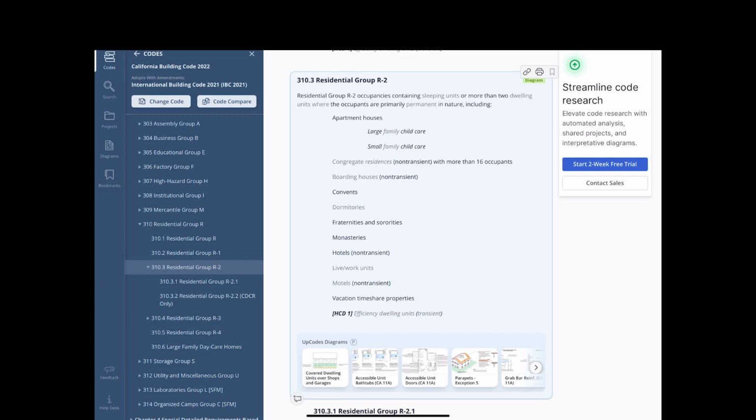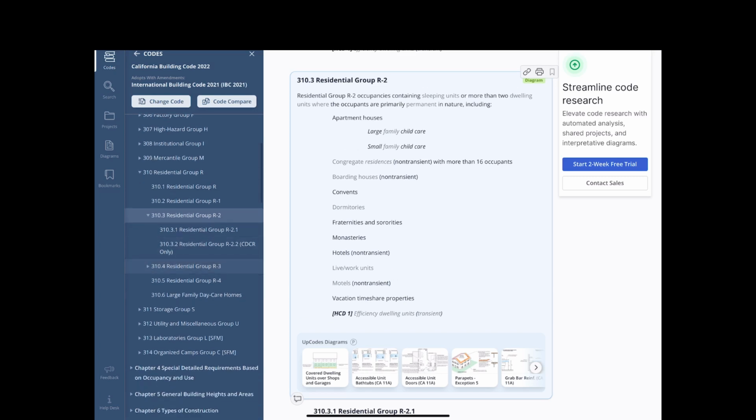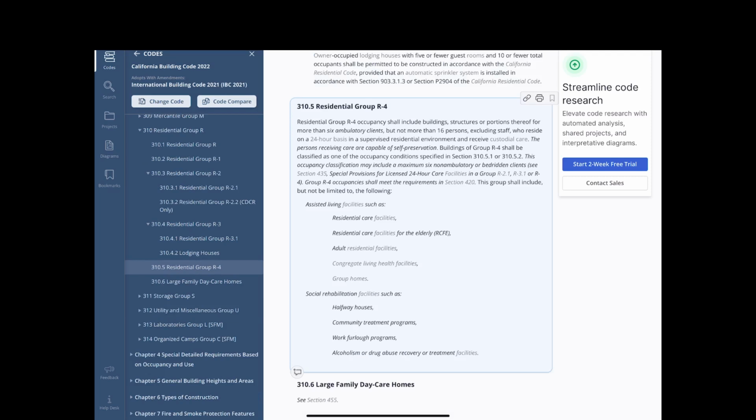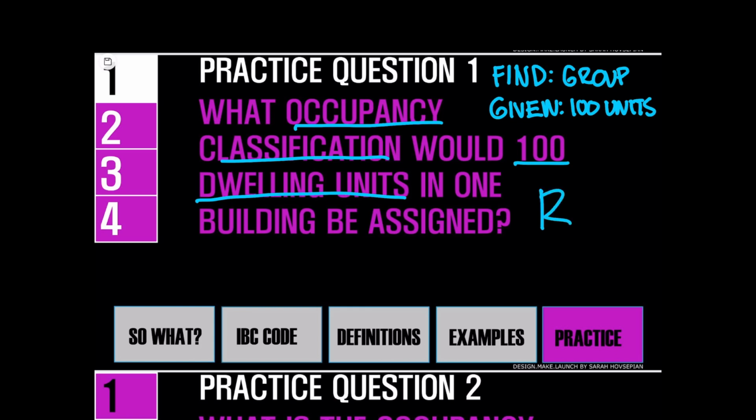And what do you know? It lists apartment houses there. And this sounds like an apartment complex with 100 dwelling units. So R2 is likely the case here. And then just to make sure, R3 is a facility that contains no more than 2 dwelling units. So that's definitely not in our choice. And then R4 is for persons who reside on a 24-hour basis where there's custodial care. Definitely not an R4. So R2, as we said, makes the most sense since it's apartment houses. So R2 would be the answer of our group here.